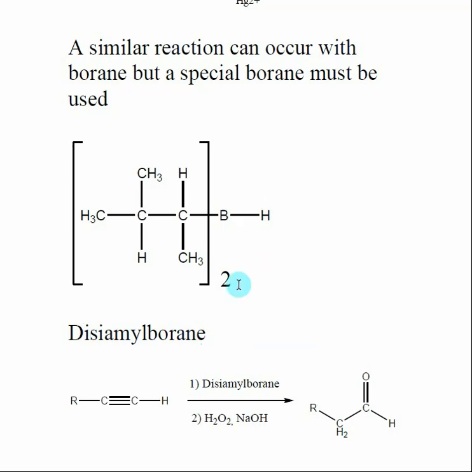You don't need to know how to draw it, but if I show you this molecule, you should be able to call it disiamylborane. I know that this reagent is specifically used for converting an alkyne to an aldehyde. More importantly, we are adding an oxygen anti-Markovnikov now. So when we added an OH anti-Markovnikov to our alkene, we used borane. Here, to add an oxygen anti-Markovnikov to our alkyne, we're using disiamylborane.